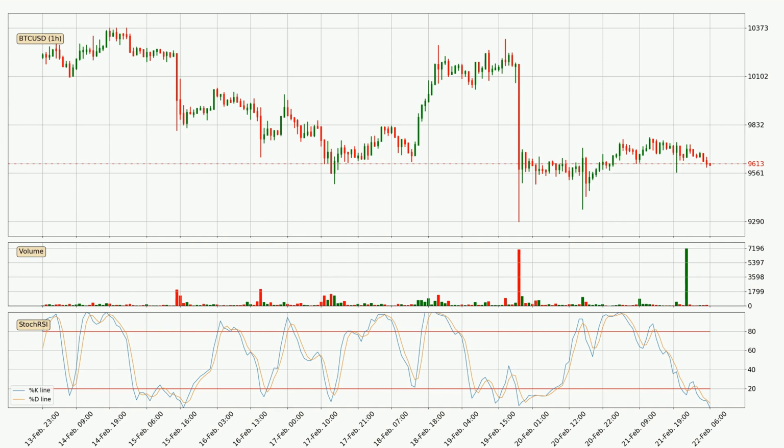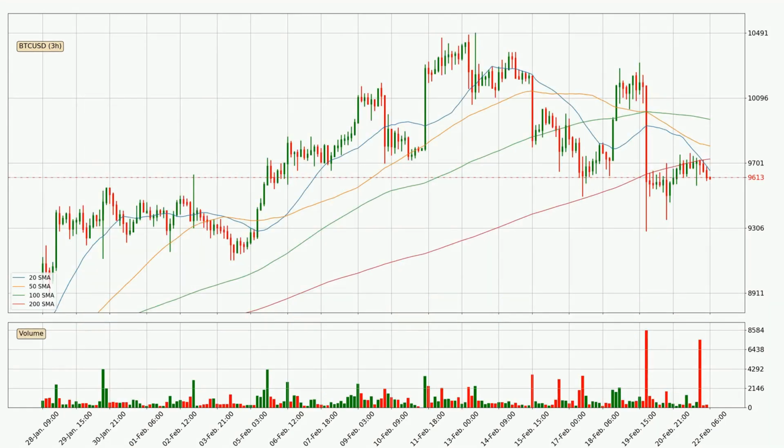Jumping to the 3-hourly simple moving averages, the price has crossed the 20 SMA downwards. It's a strong signal that there has been a higher than average volume. For this time interval, the current price is below all of the simple moving averages, which looks bearish, and you should keep an eye on the closest SMA.